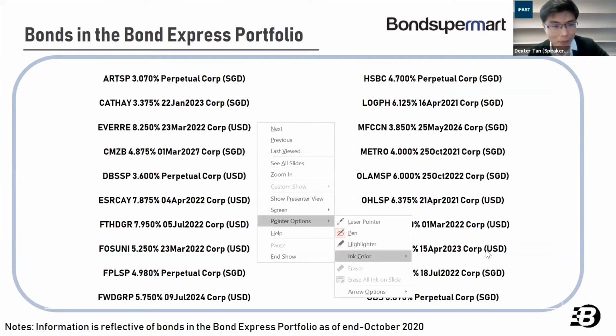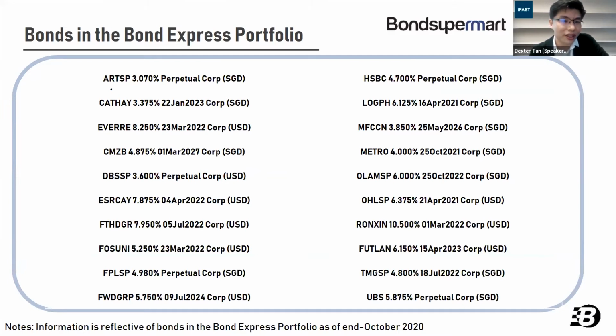Okay. So we have ARTSP. This is Ascott Residence Trust, a hospitality trust that is sponsored by Ascott Limited and is a member of CapitaLand. CapitaLand is something we are all very familiar with. It's owned by Temasek Holdings, and if you go to the CBD, you can see CapitaLand everywhere.